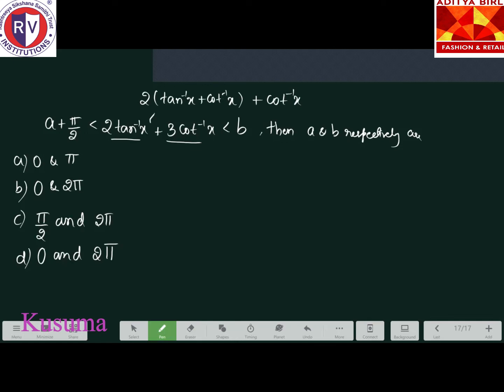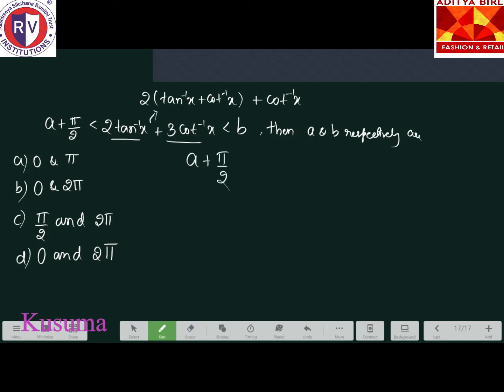Can we write 2 tan inverse x plus 3 cot inverse x in this way? Yes, right? So we know that tan inverse x plus cot inverse x is equal to pi by 2. So what will happen to this?